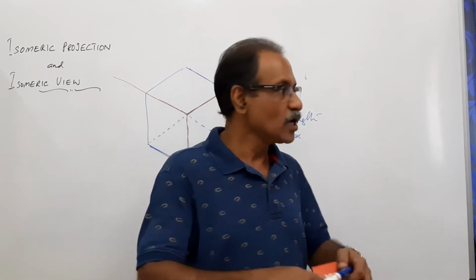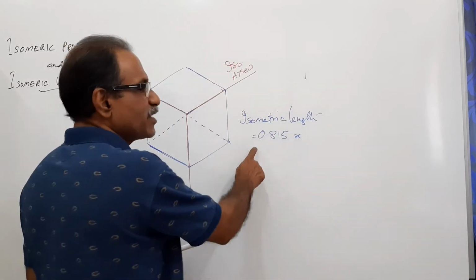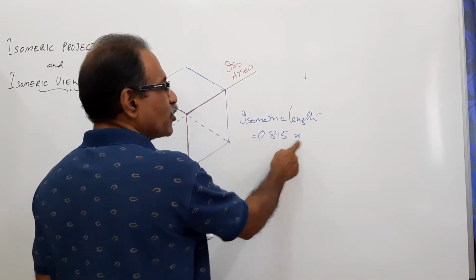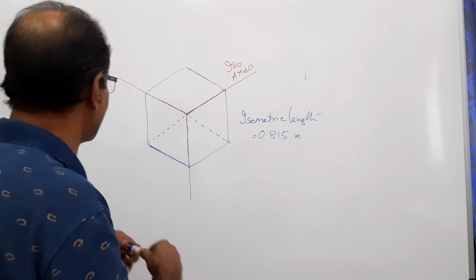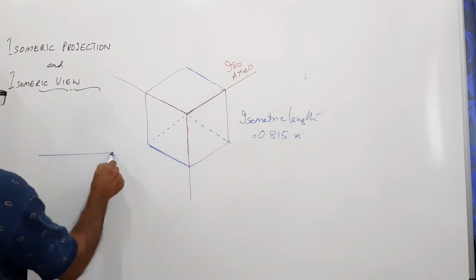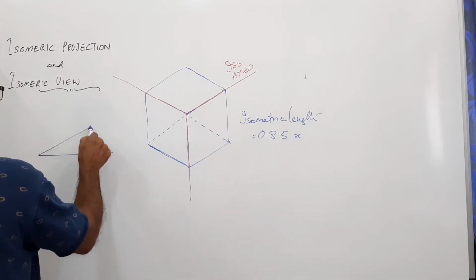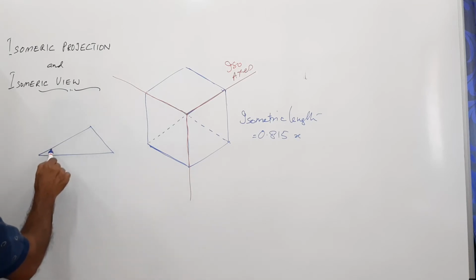Agreed? Now, how do we take iso length? Can we multiply all distances along the axis by 0.815? We can do that, but that is not what is expected from our side. What we do is, we draw something called an isometric scale. What is isometric scale? This is called isometric scale.